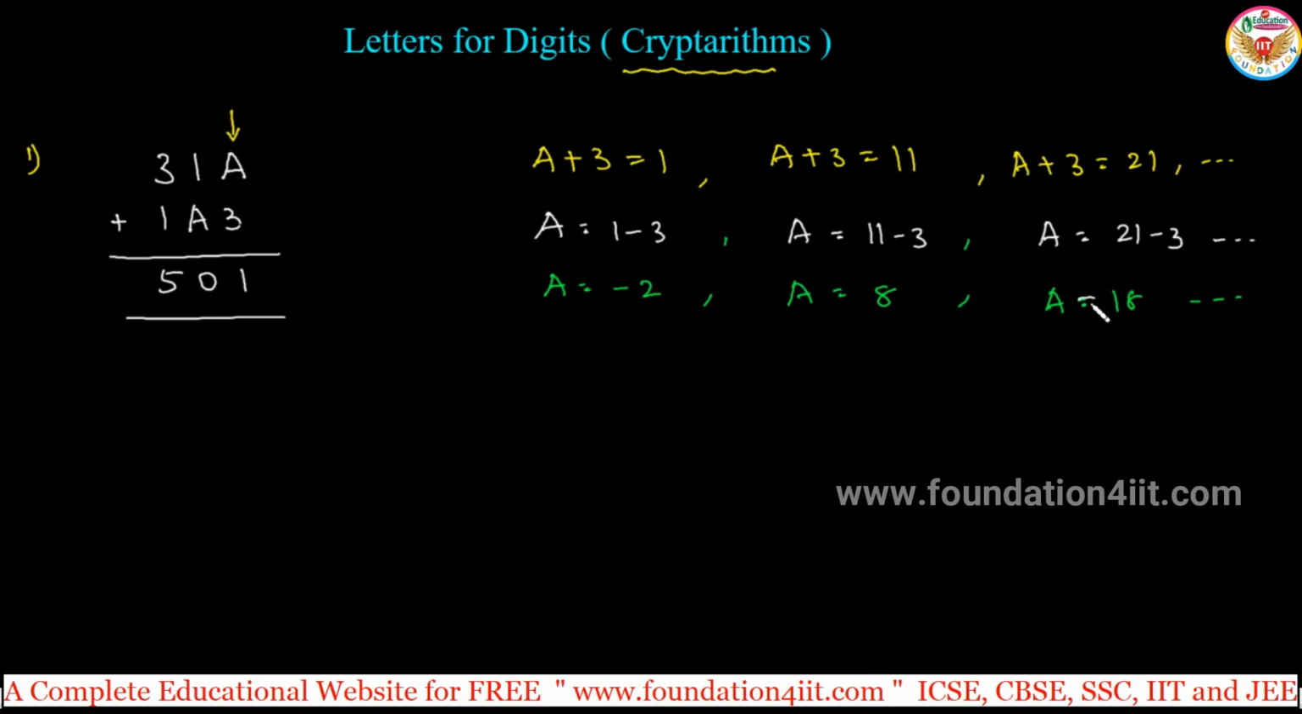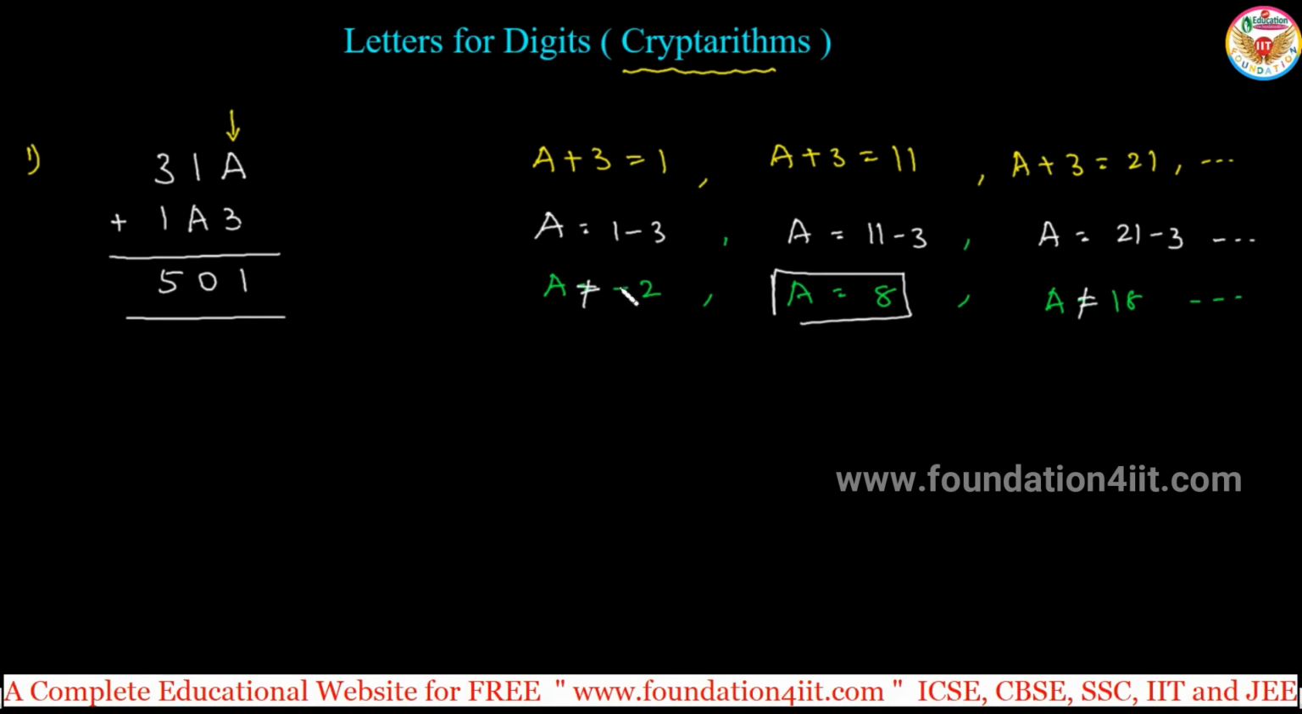So in this case, A is not equal to 18, not equal to minus 2 and so on. Even not 28, 38, so on. So finally A value must be 8, because in the place of A is a single digit, right? So first step, since A is a digit, then A is equal to 8 we got.